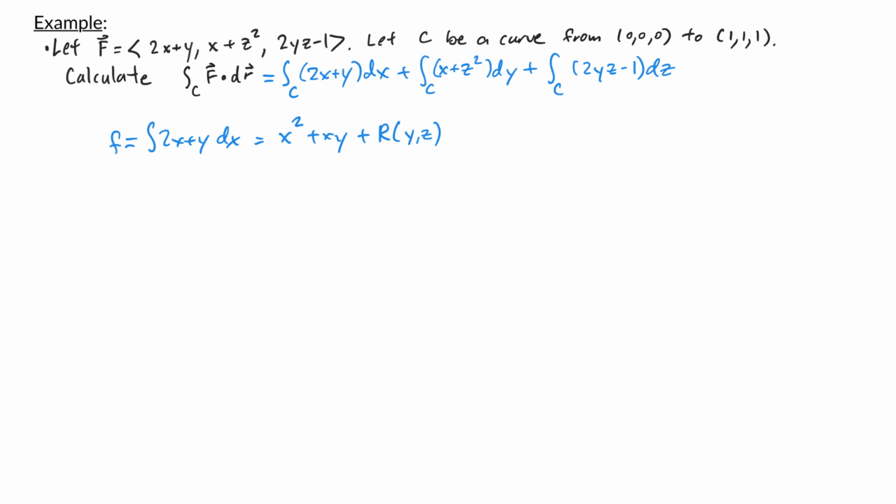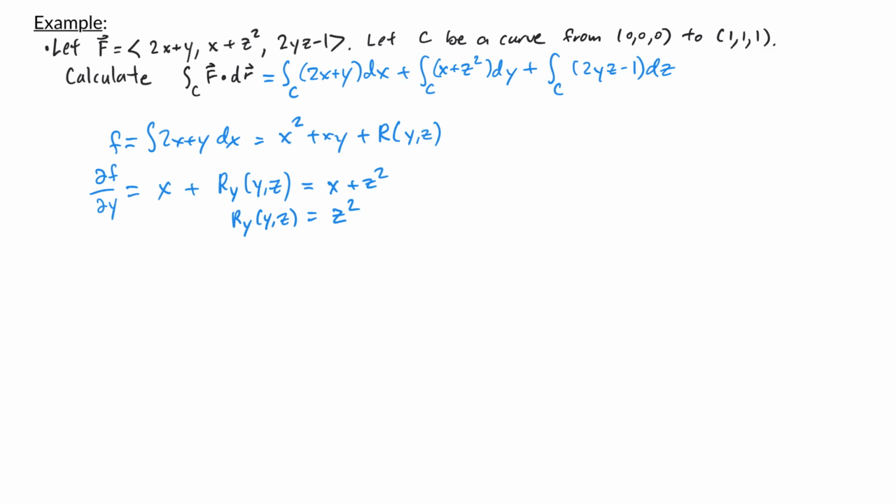Next, I'm going to take the partial derivative of f with respect to y and make sure it matches the second component of F. So the partial derivative of f with respect to y would be x plus r_y of yz. I'm going to set this equal to the y component of F and then try to solve for r_y of yz. So subtracting x from both sides, I get that r_y of yz is equal to z squared.